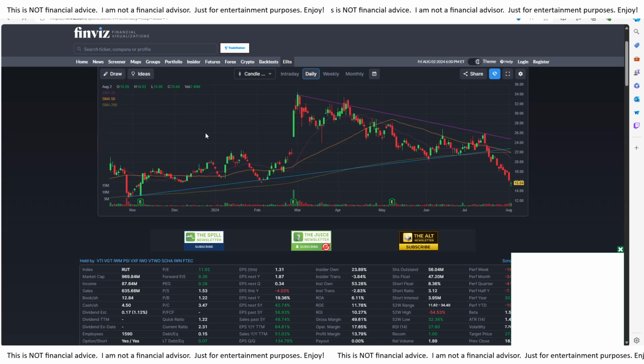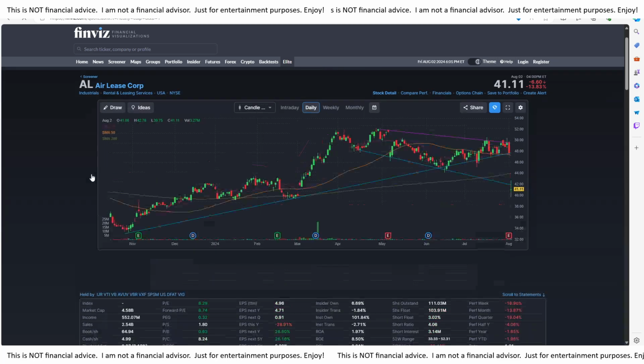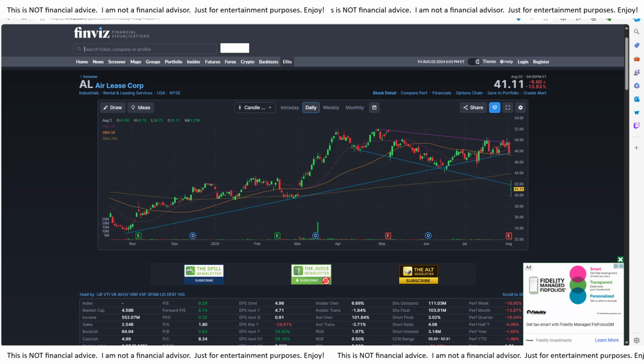Air Lease Corp. Same scenario. Buy or no buy? We'll go through it. Well, it's got a dividend. Looks fine. Debt is high, but it's under 4, and the PEs are reasonable. 41.11 on AL.